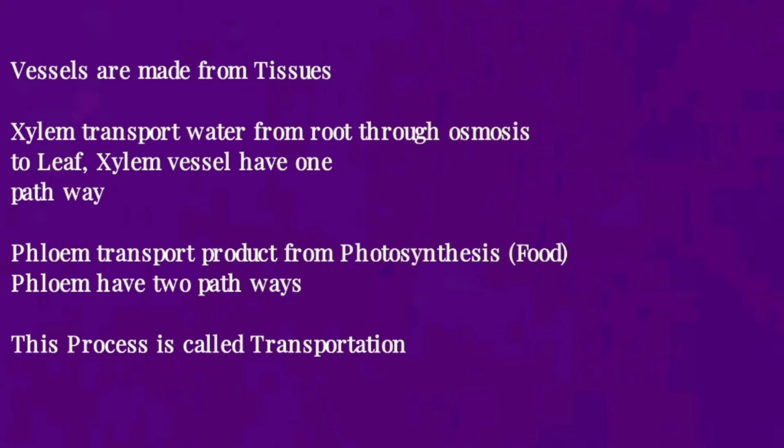Xylem vessels transport water from the root through osmosis to the leaf. Xylem vessels have one pathway, which is upwards. Phloem transports products from photosynthesis as food and amino acids. Phloem has two pathways, upwards and downwards. This process is called transportation.